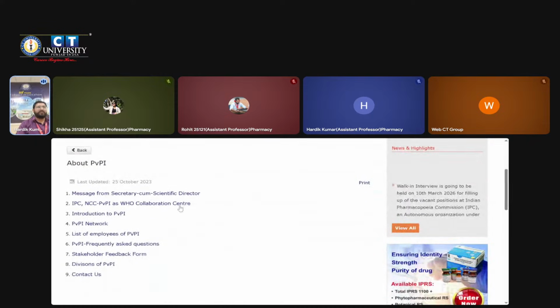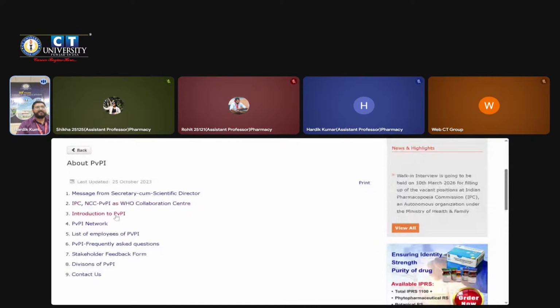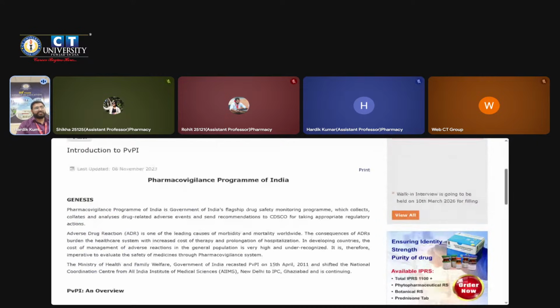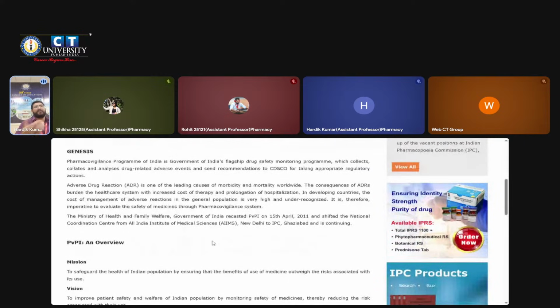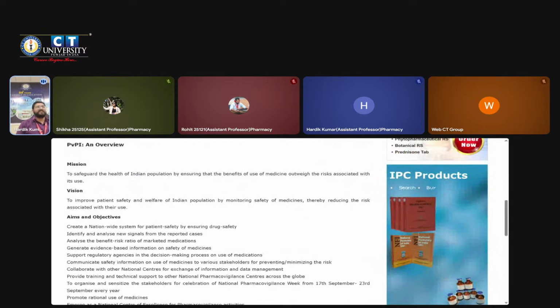If we want to know about the introduction, there are collaborating centers with the NCC, PVPI, and World Health Organization. The second is the introduction to PVPI, also available on the website: noxious, unwanted effects from drugs have to be reported in the VigiFlow database. The mission of this program is to safeguard the health of the Indian population by ensuring that the benefits of the use of medicine outweigh the risks associated with its use, to improve patient safety and welfare of the Indian population.